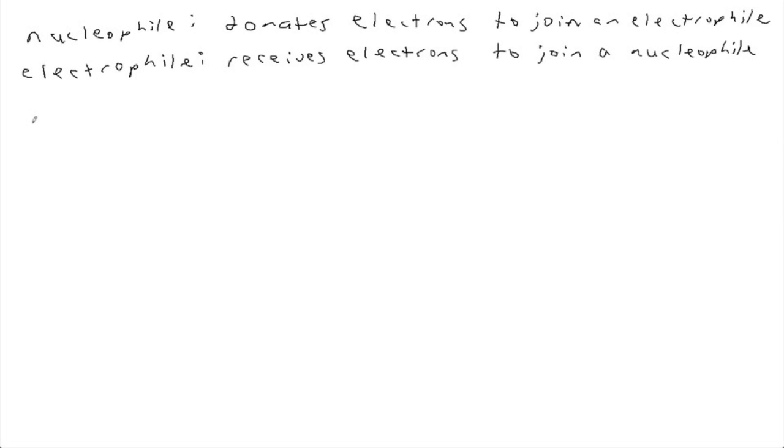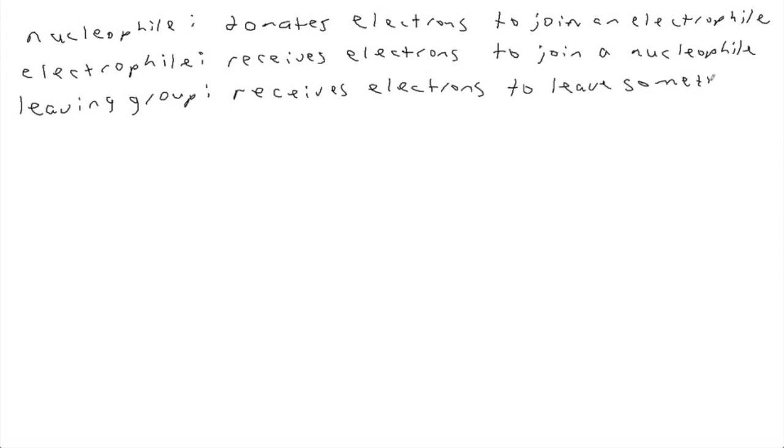Great. And what's another role? Leaving group. And what's its definition? It will receive electrons and leave something, rather than join. What's the name of the thing that reacts with the nucleophile? The electrophile. And what's the name of the thing that reacts with an electrophile? A nucleophile. Good. So nucleophiles react with electrophiles, electrophiles react with nucleophiles.